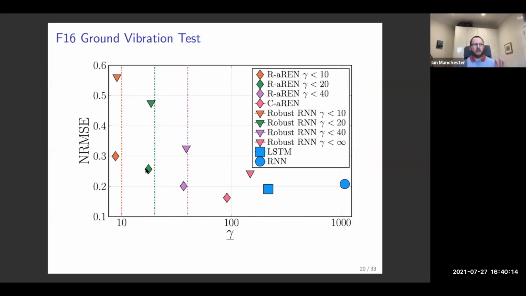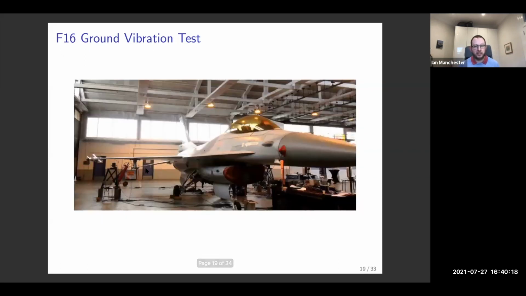So this is kind of a benchmark data set for nonlinear system identification. It's seen as very challenging because it's very high dimensional. It's really a continuum mechanics PDE. It's highly resonant, and it's highly nonlinear as well.